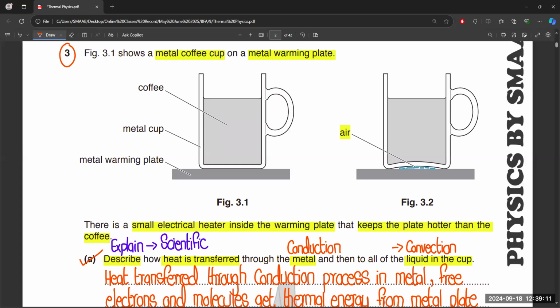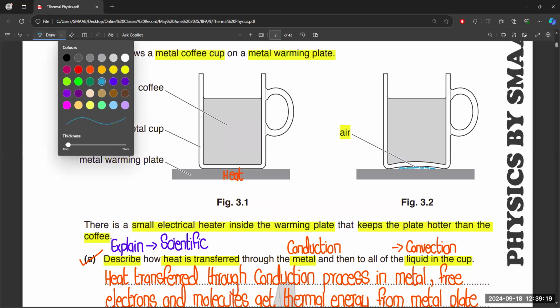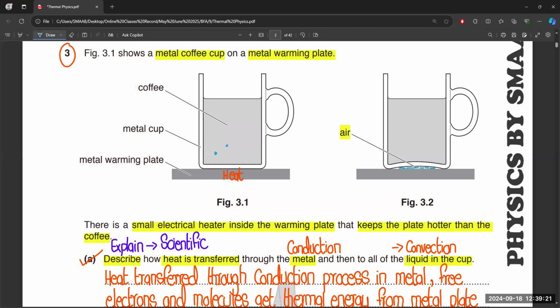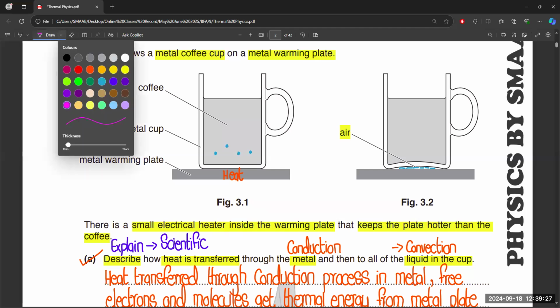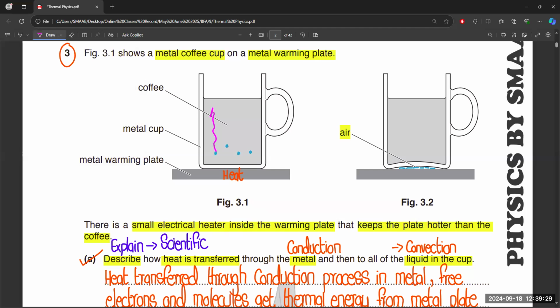Because we get heat from the bottom, and when molecules get thermal energy, they start to move in an upward direction. And when molecules move in an upward direction, it means heat is going to be transferred throughout the liquid, right? So this is the process of convection in short.